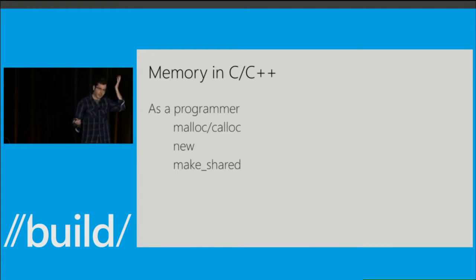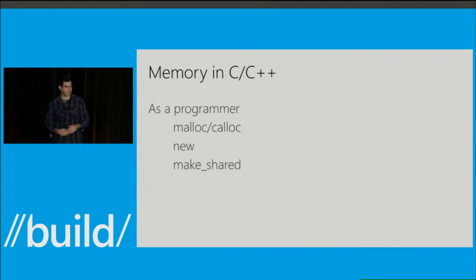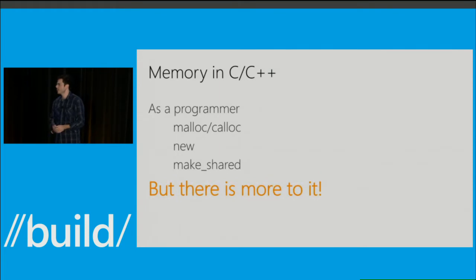Now, when I think about memory when I'm writing a C or C++ program, this is mostly what I think of. I think of how do I allocate my memory? Is it on the stack? Do I use malloc or calloc or new? Or if you're using C++, you're hopefully using make_shared, stuff like that. But there's a lot more to it, especially when it comes to performance.